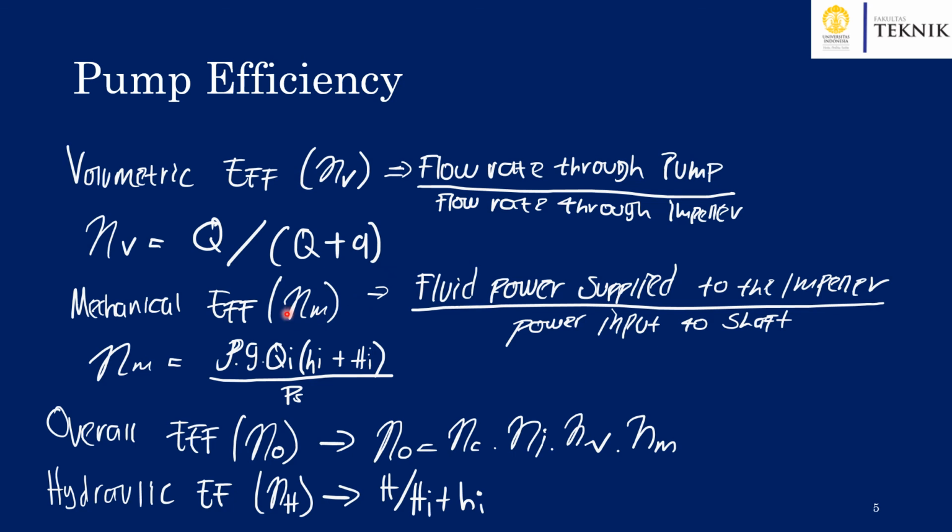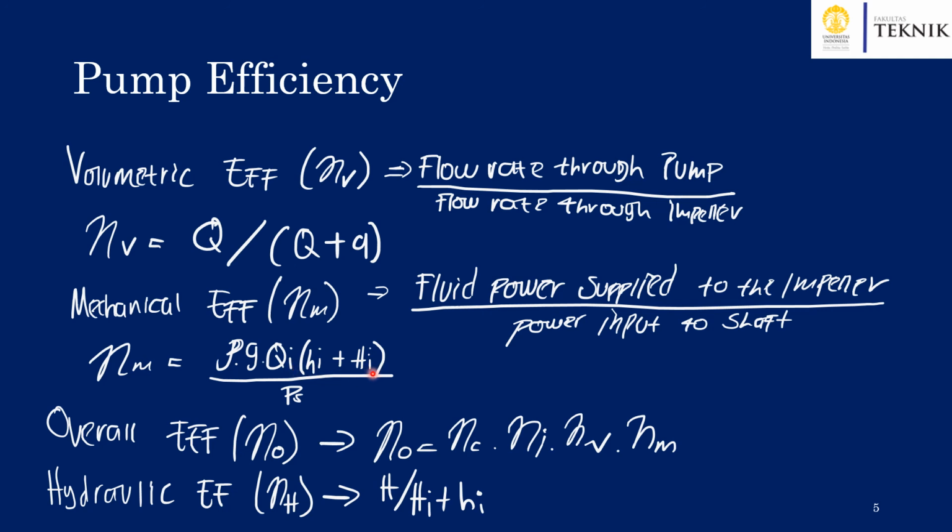And also we have the mechanical efficiency, which is a function of the fluid power supplied to the impeller divided by the power input to the shaft. It is a function of the density, gravity, Qi, or the flow rate inside the impeller, multiplied by the sum of the head loss due to friction of the impeller plus the capital HI, which is the total head across the impeller. So this is the function for us to get the value of mechanical efficiency.